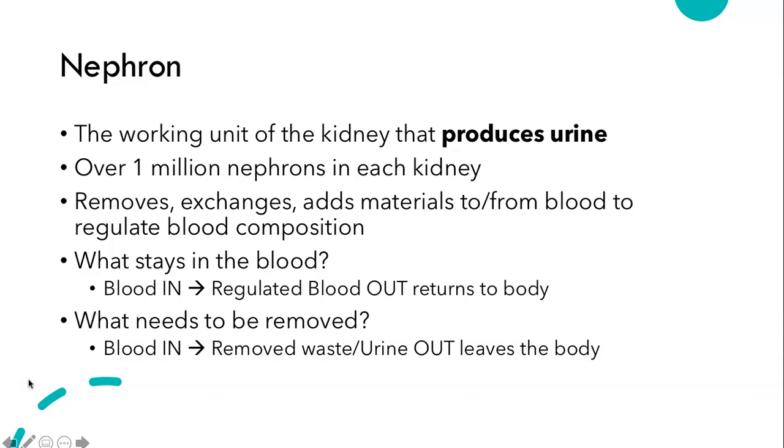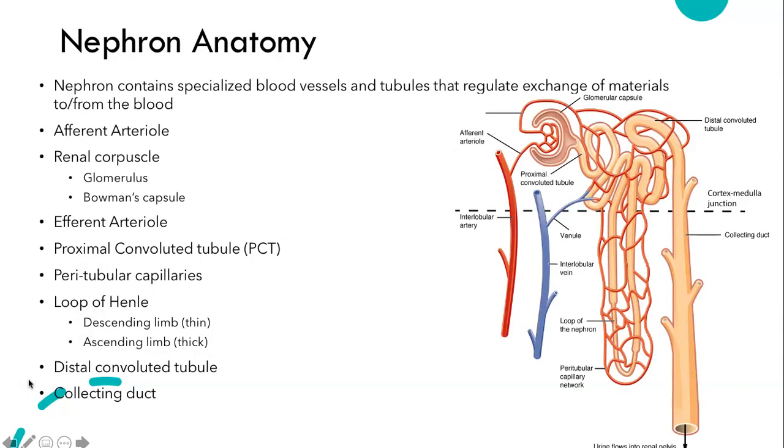So, the nephron is the working unit of the kidney. It produces urine. There are over 1 million nephrons in each kidney, and it removes, exchanges, and adds materials to and from the blood to regulate blood composition. So first we'll ask ourselves, what stays in the blood? Well, blood comes into the nephron, and then regulated blood comes out and returns to the body. And then what needs to be removed from the blood to stay in the urine? Well, blood comes in, the waste is removed, and the urine leaves the body. So let's talk about what things stay in, what things leave.